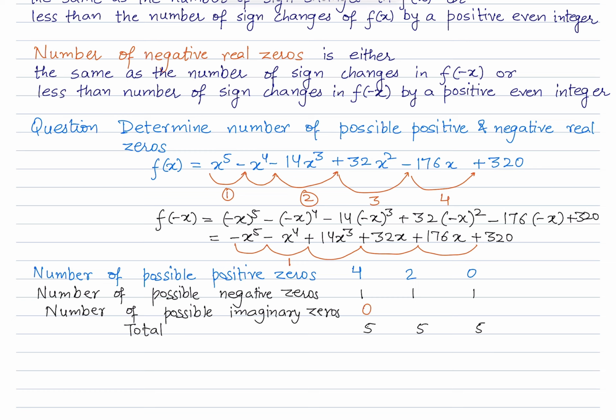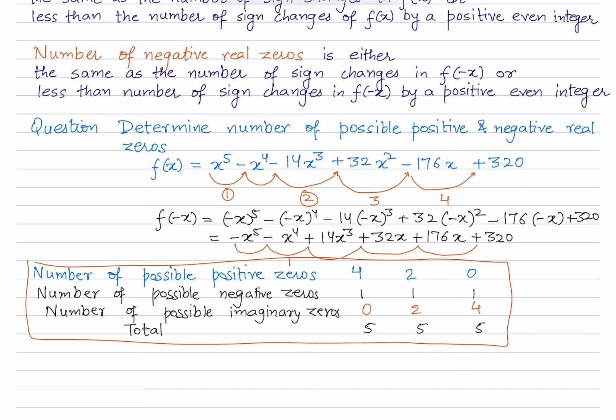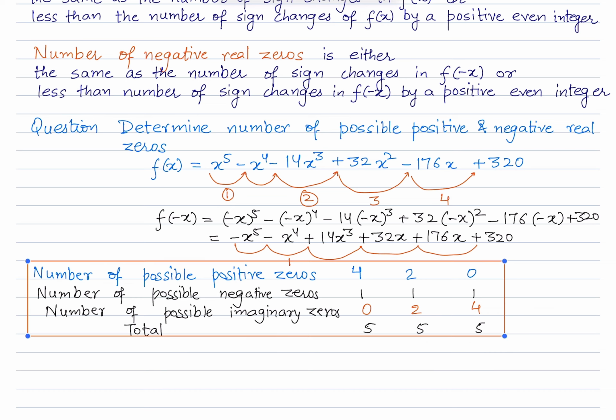2 plus 1, and we want a total of 5, so imaginary zeros will be 2. 0 plus 1, and we want a total of 5, so imaginary zeros will be 4. So this way, using Descartes' rule, we can find out the possible number of positive, negative and imaginary zeros.